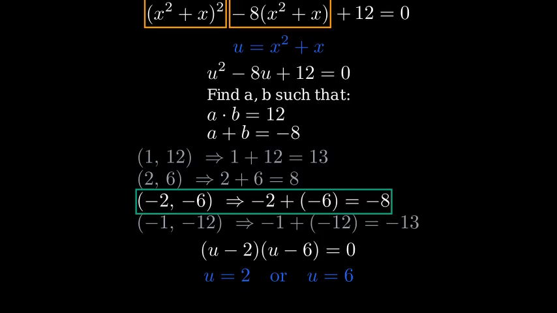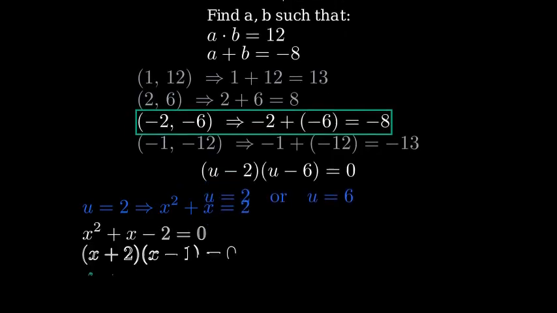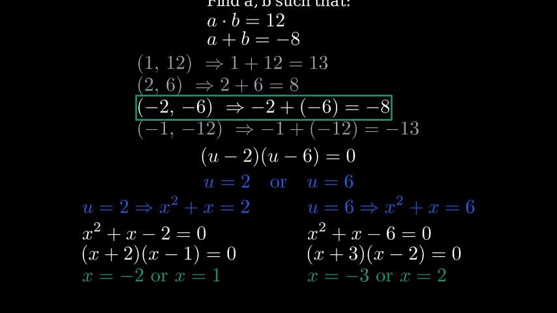Remember, u = x² + x. So we create two cases: x² + x = 2 and x² + x = 6. For the first case, subtract 2 to get x² + x − 2 = 0, which factors into (x + 2)(x − 1) = 0. So x = −2 or x = 1.